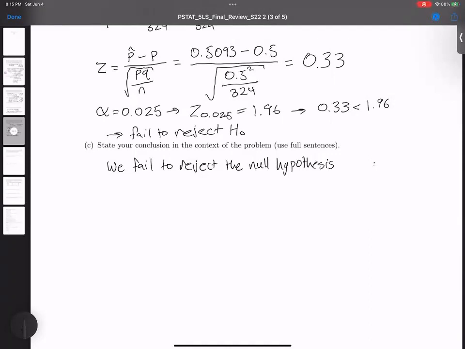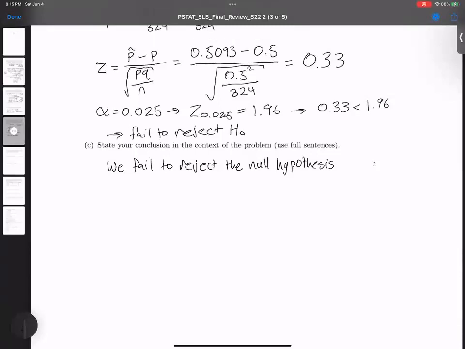A lot of students on the last check-in assignment wrote this first part correctly. They would say we fail or we reject the null hypothesis. And then when they wrote the context, they wrote it for the alternative hypothesis. So just make sure you know what the null hypothesis is.